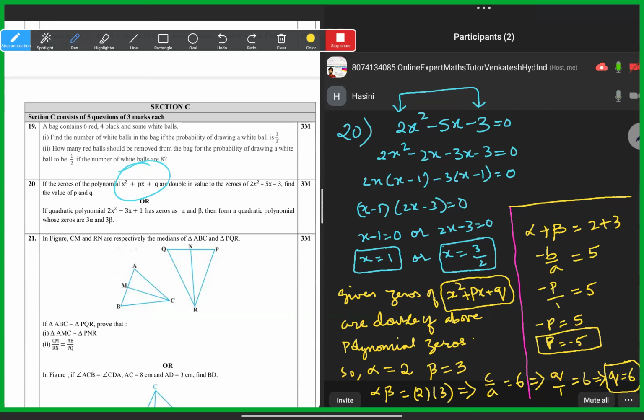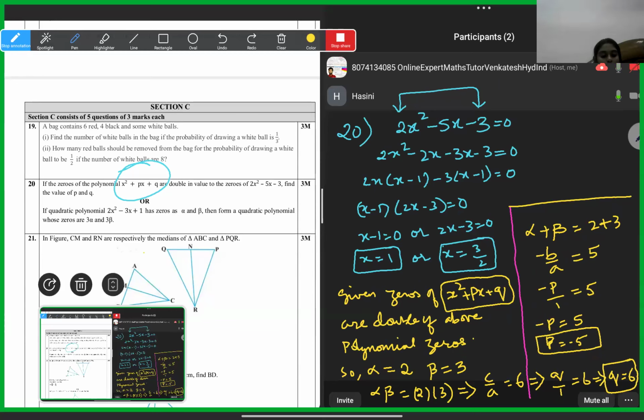Actually, this particular question we can solve in many ways, Hasni. This is one of the ways. If you remember, I was telling you in the polynomials chapter, a few models are there for the standard paper. These are only that type of ones.